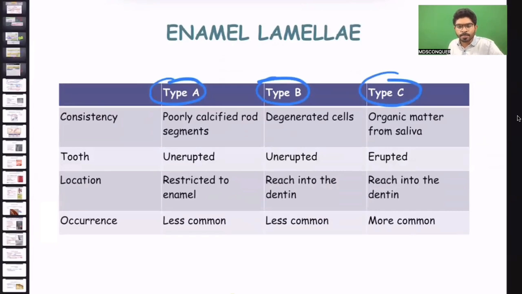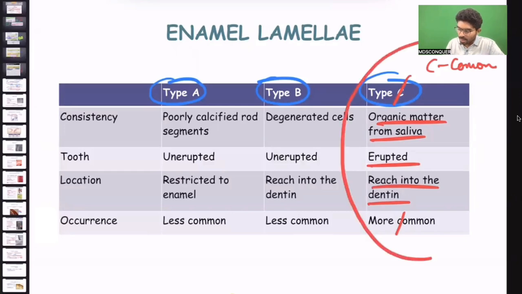Which are most common? Yes, the most common is C, for common. They are basically filled with organic material from the saliva, and they are most commonly seen in erupted teeth. You can remember it as C for complete, C for common, completely erupted. Organic material from saliva, completely erupted, and they reach into the dentin. Completely, they reach the dentin. These are the most commonly asked questions.